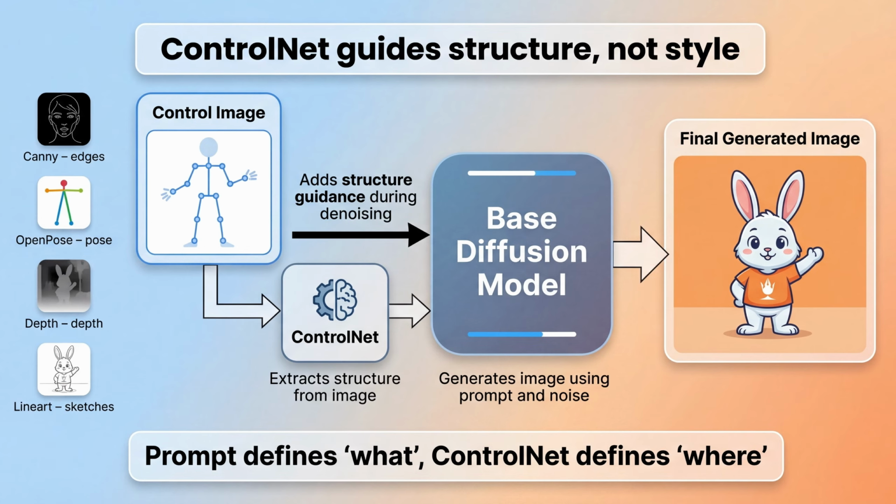This is a simplified explanation. In reality, ControlNet works by injecting additional conditioning into the diffusion process at every denoising step. But you do not need to understand the math. For learning and practical use, this mental model is enough. ControlNet guides structure while diffusion fills in details.